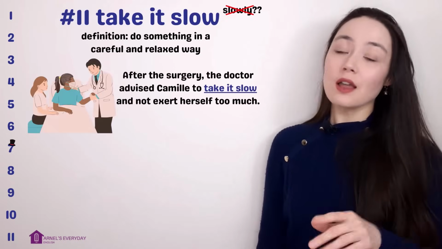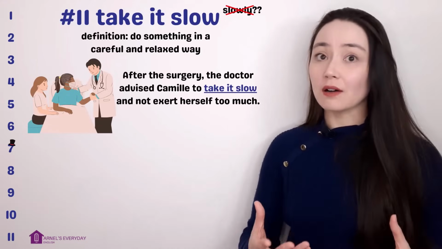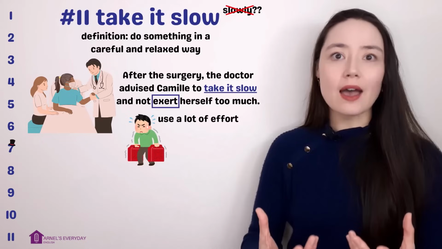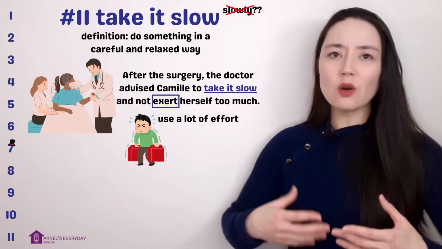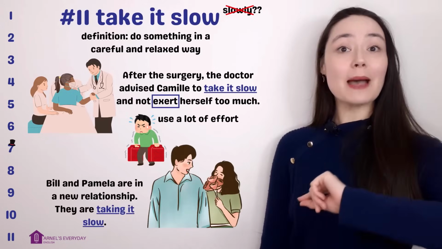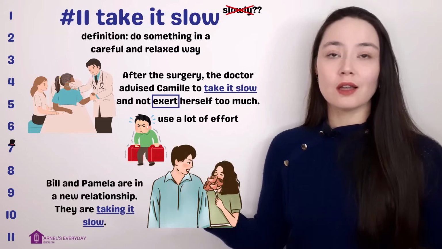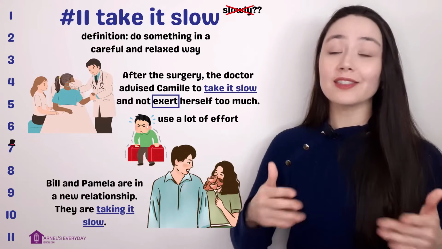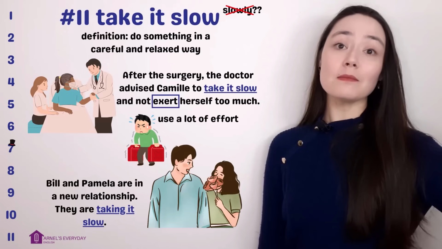After the surgery, the doctor advised Camille to take it slow and not exert herself too much. Exert, the verb, means to use a lot of effort. So the doctor's telling her, don't exercise, don't carry anything too heavy. Take it slow. Bill and Pamela are in a new relationship. They're taking it slow. They're not talking about meeting each other's parents. They're not talking about marriage. They're taking it slow. Right, I think it's time for a test.